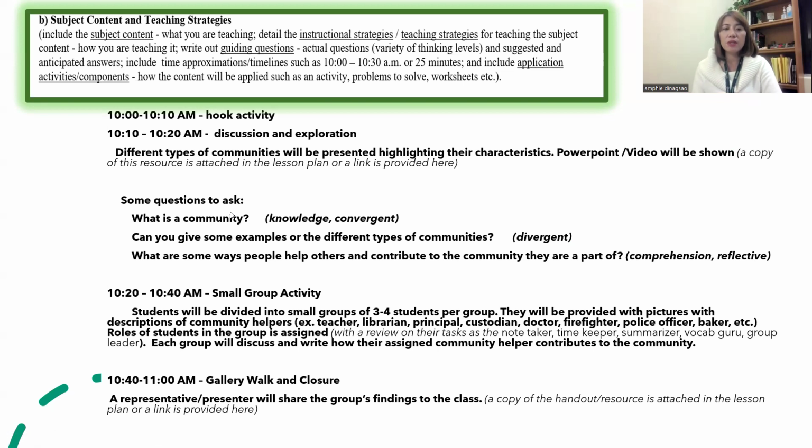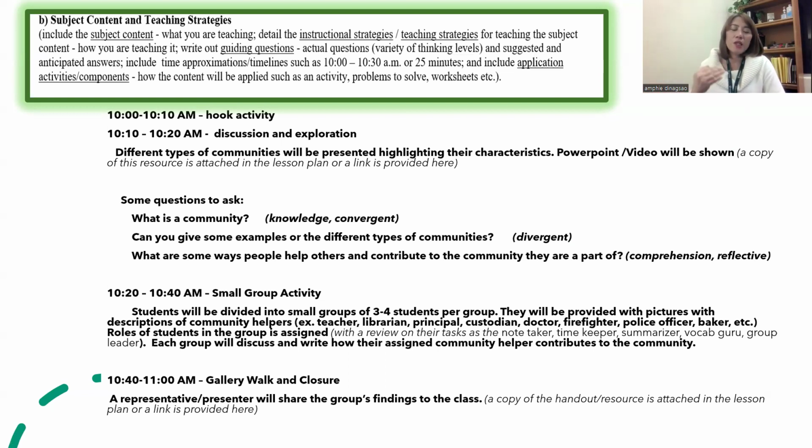I will ask questions like, what is a community? So they would answer me like that. Or maybe I'll modify this if my students may not be familiar with the word community. I would say, who are the people that make this place safe? I will begin with something familiar, like the school. So some of them say the principal, and all that.